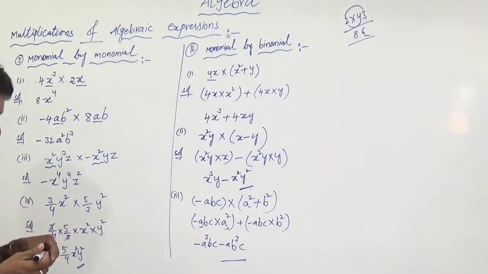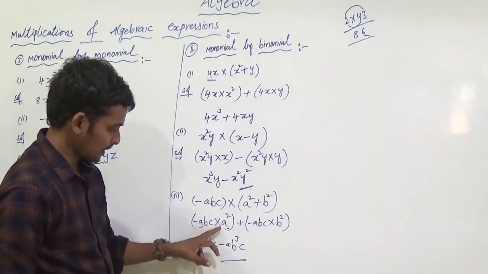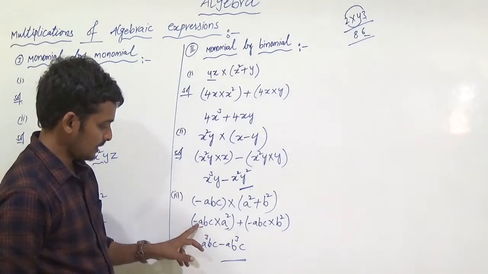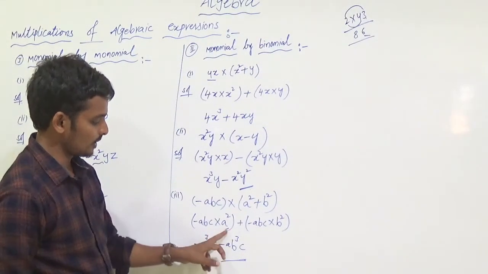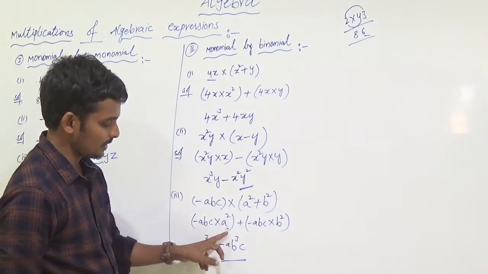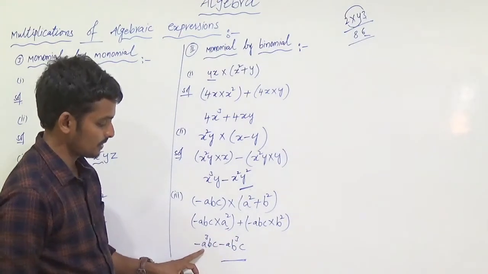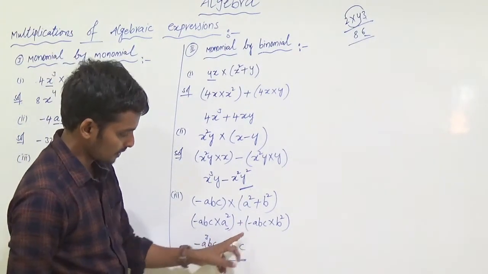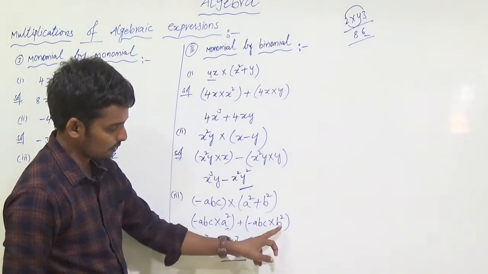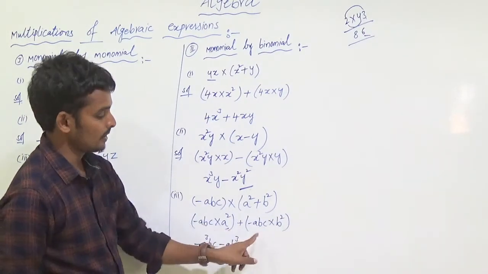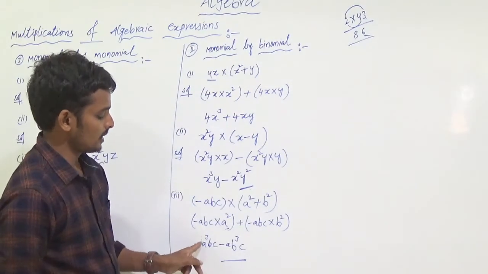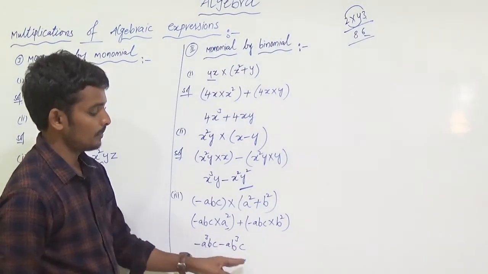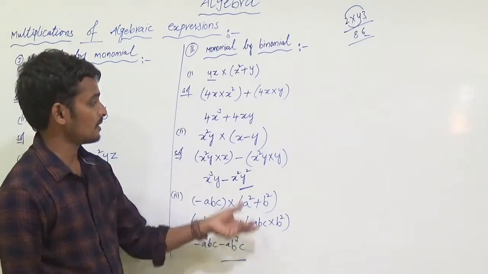This I will explain again once here. Here minus, plus into minus is minus, a square into a is a cube. We have BC. There are no BC terms, so write BC as it is. Here plus into minus is minus, a into a, there is no a term. Here b into b square is b cube c. So minus a cube bc minus a b cube c. This is the answer of the sum.